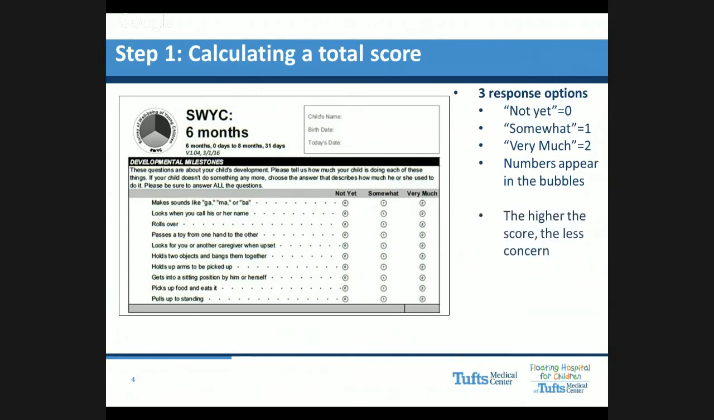The higher the score, the less the concern. Missing items count as 0. Sum the responses to get a total milestone score. In this case, the milestone score is 10.